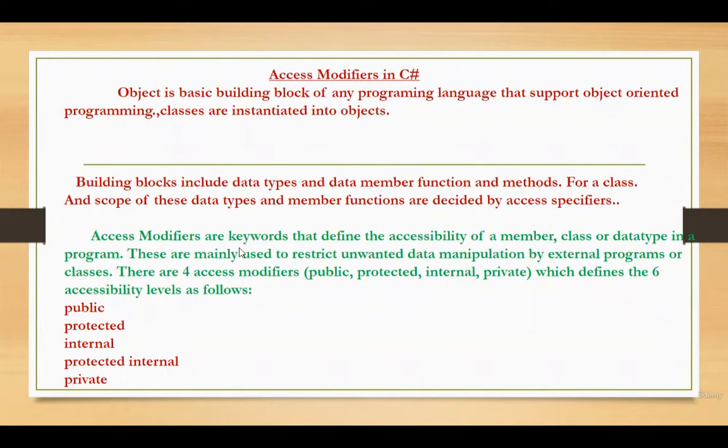These access modifiers or specifiers are the keywords that define the accessibility of a member, class, or data type in the program. They are mainly used to restrict unwanted data manipulation by external programs or classes. There are 4 access modifiers: public, protected, internal, and private, which define 6 accessibility levels.